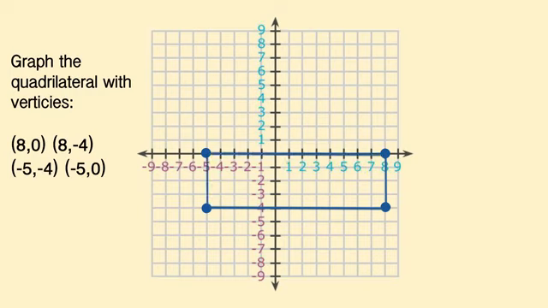Make sure when you are connecting your points, you are connecting them in the order in which they are given to you. This means you will connect your first point to your second point to your third point to your fourth point, and your fourth point to your first point. You should not be connecting your second to your fourth point or your first point to your third point. Notice that not only have we created a quadrilateral, but these points form a rectangle.